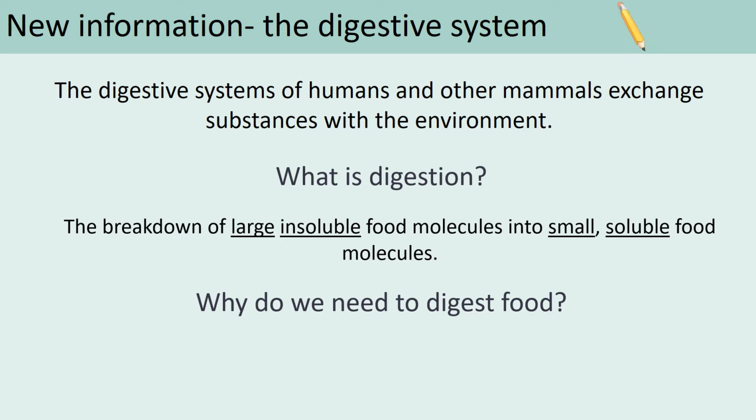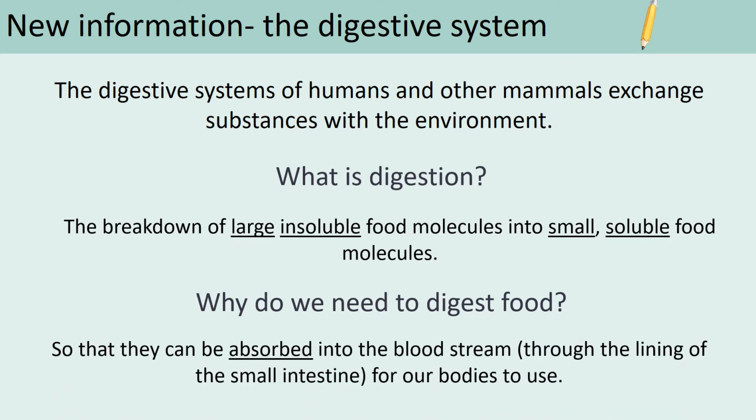Now remember, insoluble means that it does not dissolve. So we've got large molecules that don't dissolve in water, and we're breaking them down into small ones that do dissolve. Why do we need to digest our food? So that they can be absorbed into the bloodstream for our bodies to use. So there's lots of different parts to our food, and we use different parts of that food for different things.